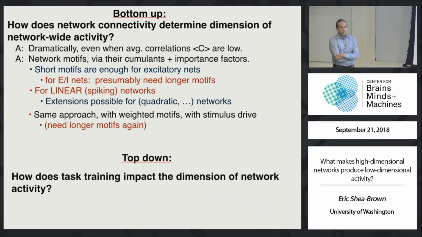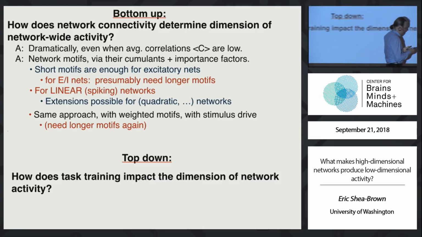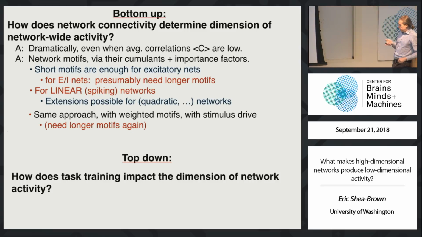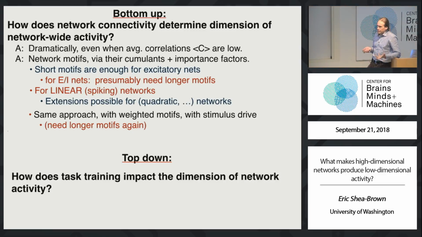Top down. Okay, so let's not just take any connectome because somebody happened to measure it or some cell types happened to give it to me. Let's take the type of connectivity that comes out of training a network to do something. Is there anything systematic that we can say? I won't say much, but I'll do my best.